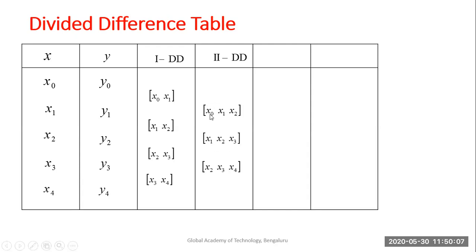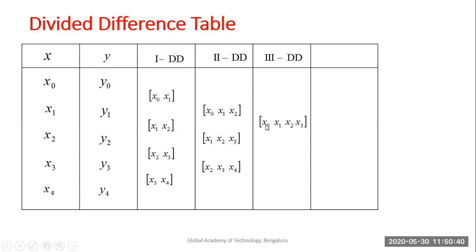Similarly, next is x1, x2, x3. This value is obtained by taking the difference between these two, x2, x3 minus x1, x2. Divide that by x3 minus x1. Then for the next one, take the difference of these two values, then divide that number by x4 minus x2. So these are all second divided differences. For the third divided difference, you first write down the notation.